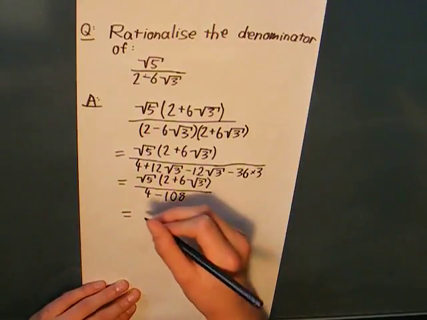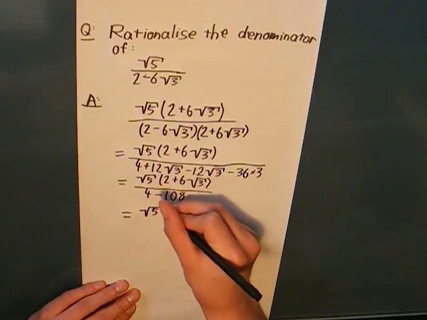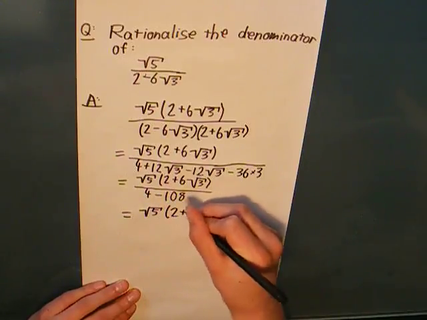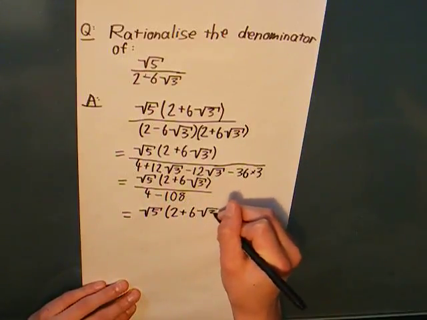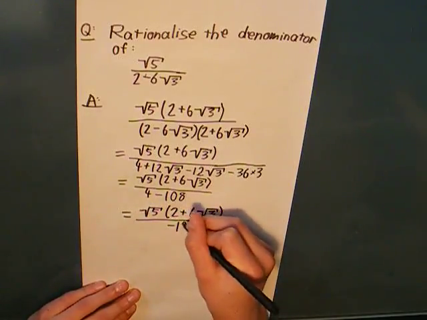So, to move on to the next step, 4 minus 108 is minus 104, so I've got root 5, 2 plus 6 root 3, all over minus 104.